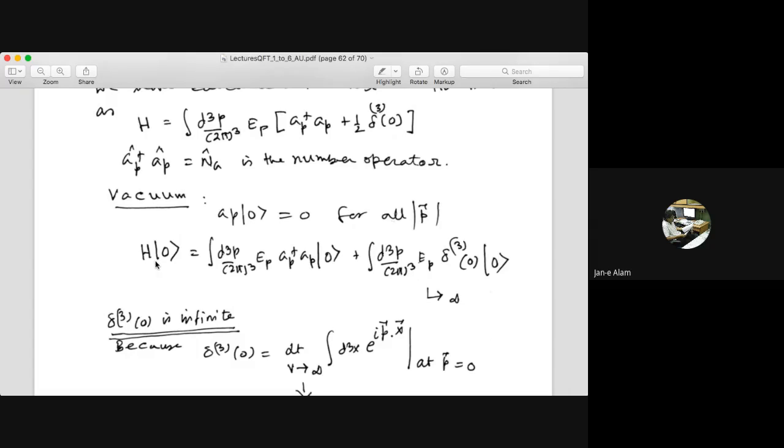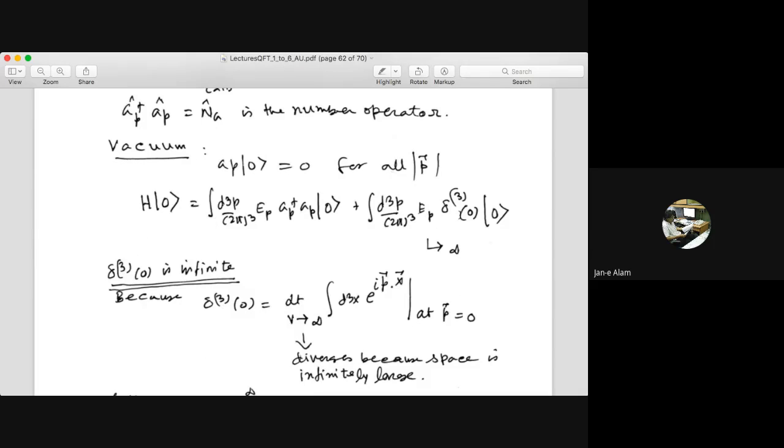Now, if you operate the Hamiltonian H on the vacuum, the annihilation operator operating on the vacuum will give you 0. And then this term is anyway infinity, because d cube p by (2 pi) cube E_p into delta 3 with argument 0 is infinity. I'll show you this is also infinity. So let us first consider what is the origin of this divergence, delta in 3 dimensions with argument 0.